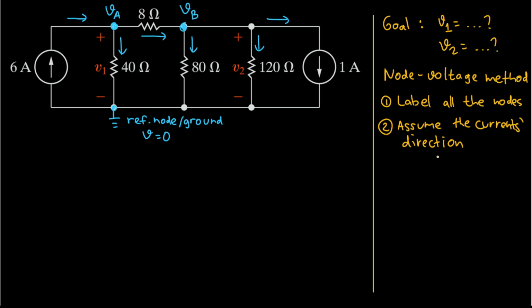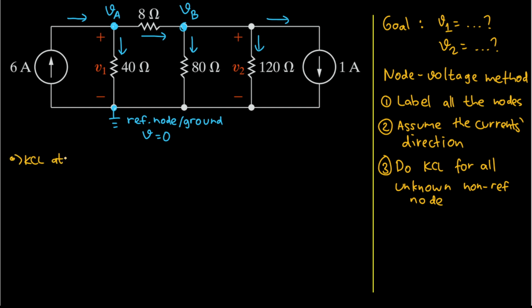And then the third step will be to do KCL for all unknown non-reference nodes. So we need to do KCL at VA and also KCL at VB. Okay, let's do KCL at node VA.